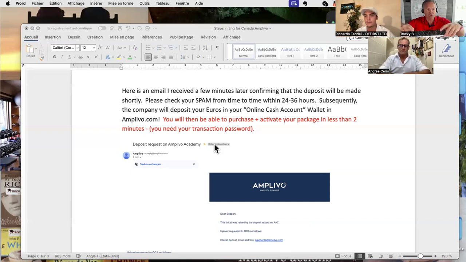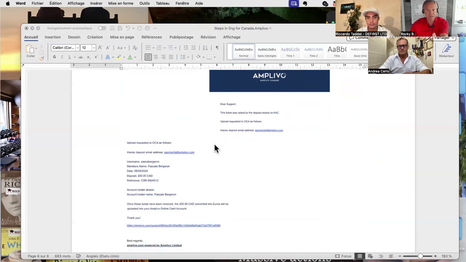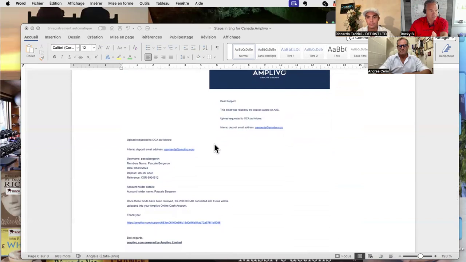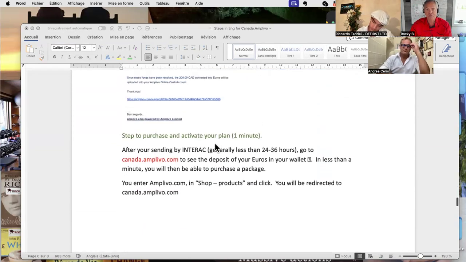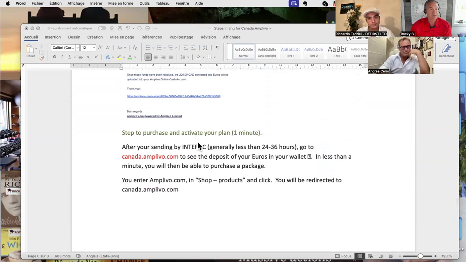The problem is also always there. 18 inches in the back. So this is your problem, okay? You will then be able to purchase and activate your package in less than 2 minutes. So you receive an email saying, we're going to deposit the money when we check everything. And after that, the next step is to purchase and activate the plan or the PNP.